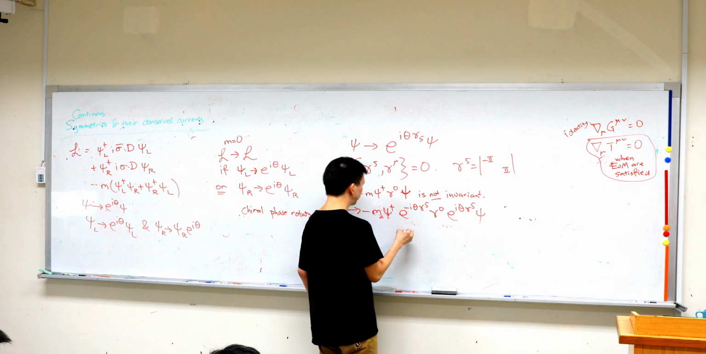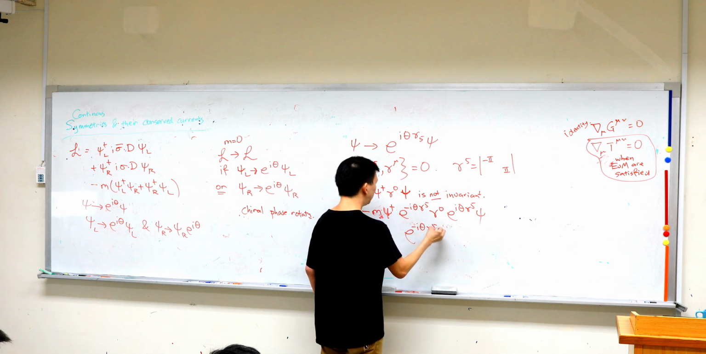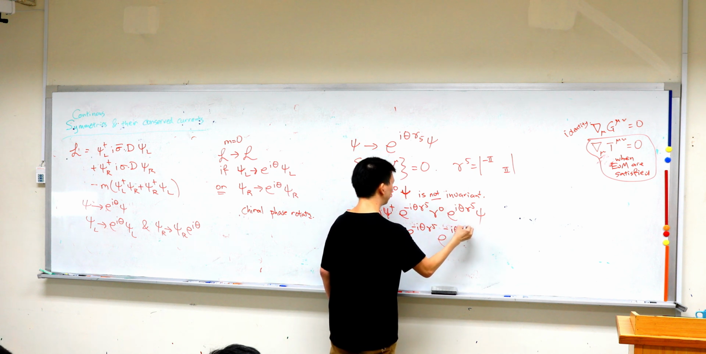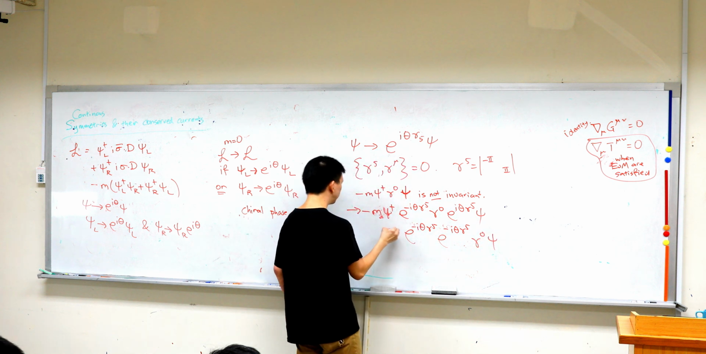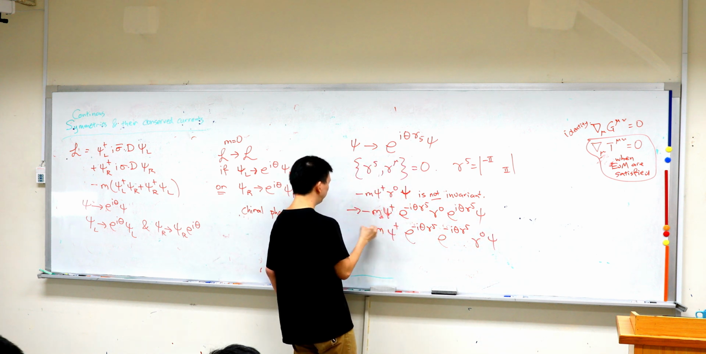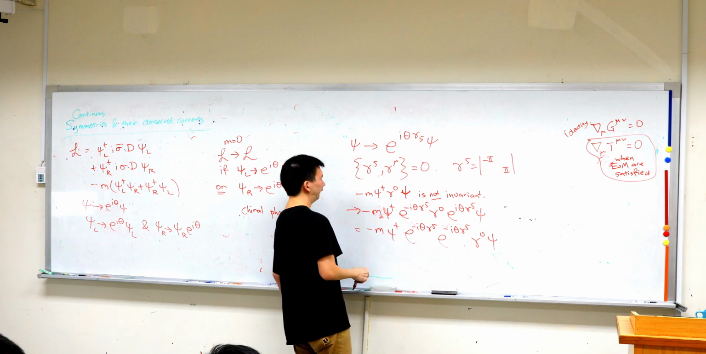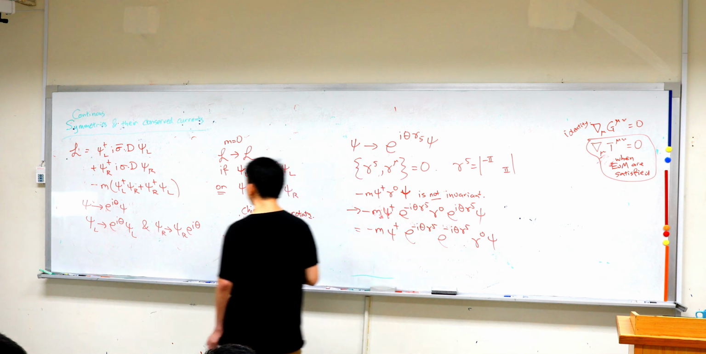So you will discover that this is basically e to the minus i theta gamma 5, and then when you commute it through, it will become e to the minus i theta gamma 5 gamma 0 psi, so psi dagger, minus m. Right? And this is not invariant. You don't get back itself. But if you have two of these guys, then it will be invariant.